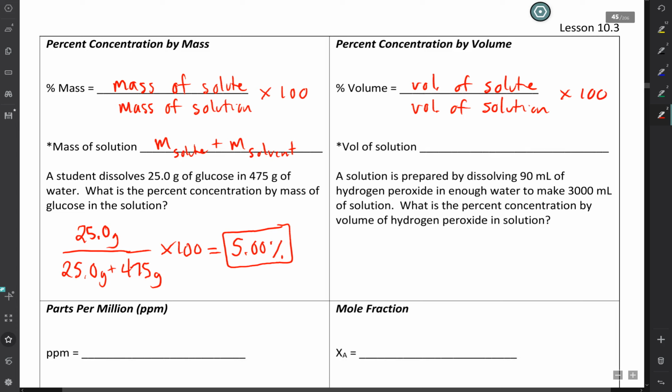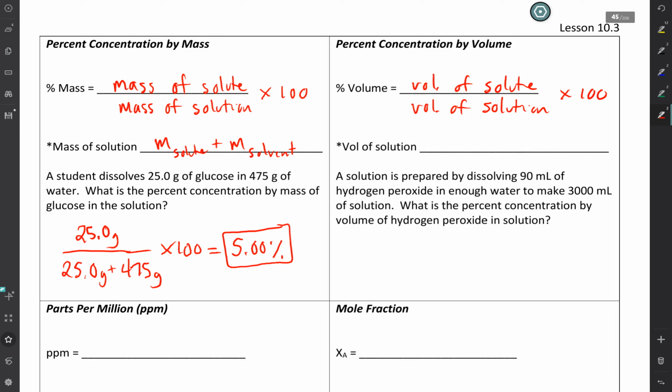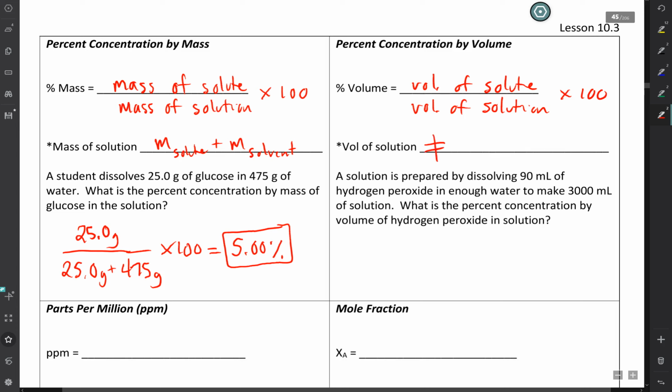One thing to be careful with here, this isn't something I'm going to try to trip you up with when you go to take your test, but just something to be aware of. The volume of the solution does not equal the volume of the solute plus the volume of the solvent.